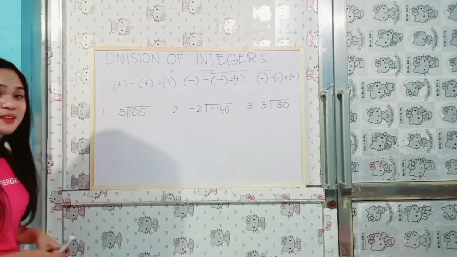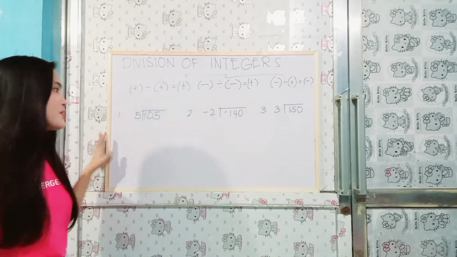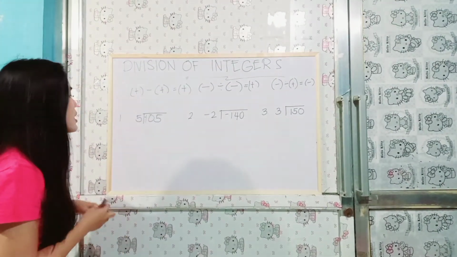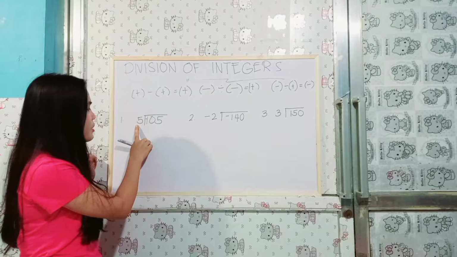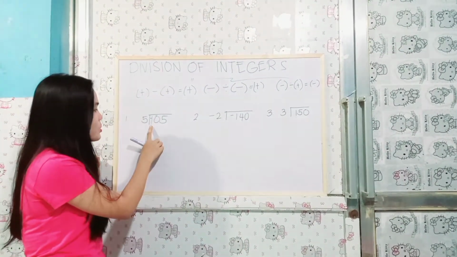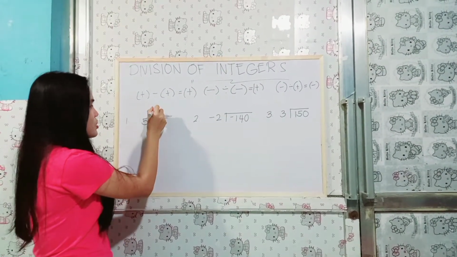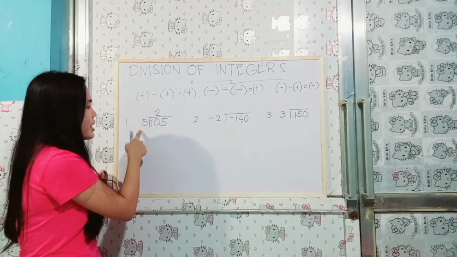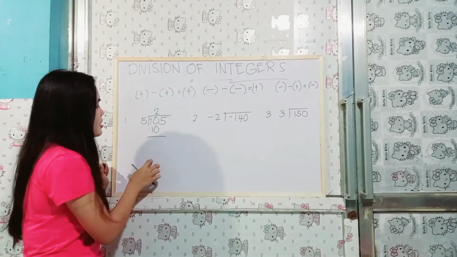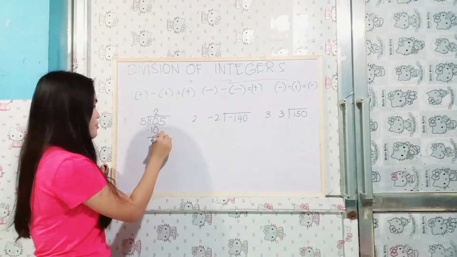Okay, so let us have this example. Let's solve this example using the long division method. So we have here negative 105 divided by 5. Okay, so let's solve. 1 divided by 5, we cannot because 1 is less than 5. So let's continue, it becomes 10. 10 divided by 5 is 2. And then multiply 2 times 5 is 10. And then proceed to subtraction. 10 minus 10, the answer is 0. And then bring down 5.